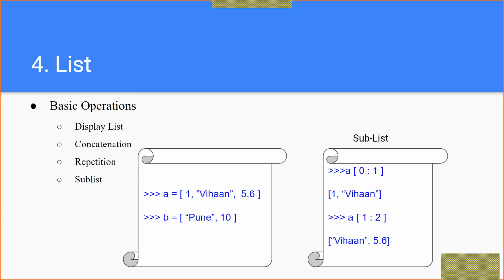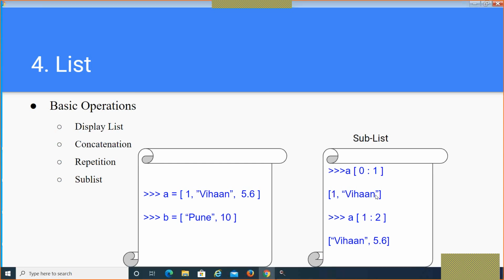Now the last one is the sublist, and for this sublist, as in the string, we have used the slicing operator, the colon. As in this we have 3 elements, you can see here we have 3 elements. Now here, what you are saying is 0 to 1. I think this output is not correct here. So this output would be simply this one.